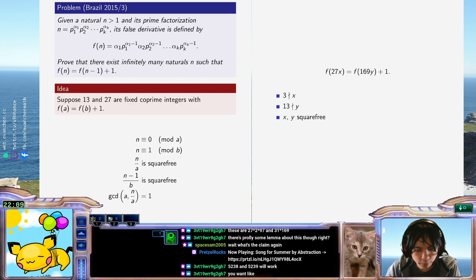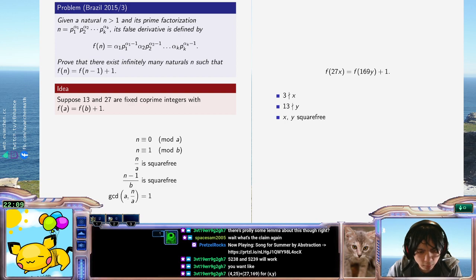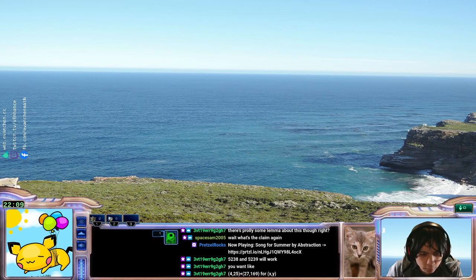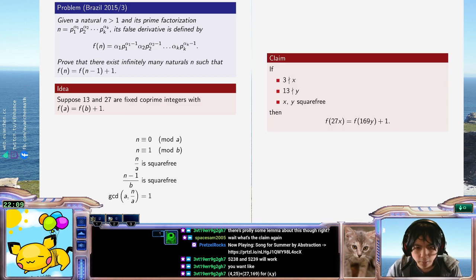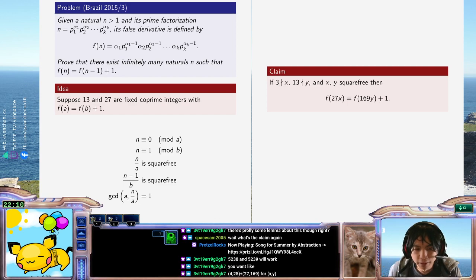Claim. So if this, then okay, cool. And then I mess up my LaTeX. So if 3 doesn't divide x and 13 doesn't divide y, and x and y are square free, then f of 27 is, yeah, that's true. So we can now parameterize this.